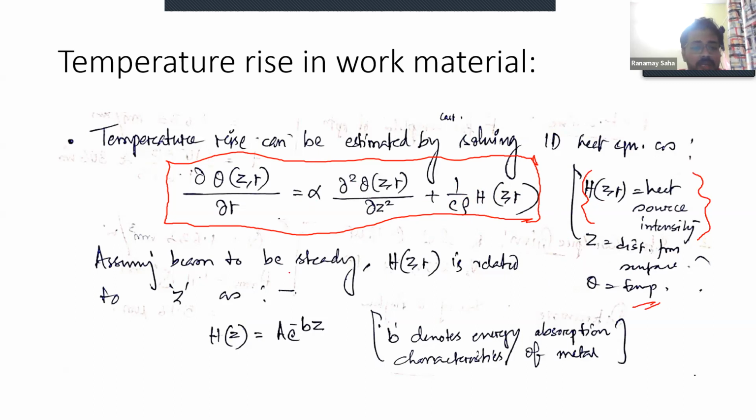Z is the distance from the surface, or the penetration depth, and theta is the temperature. If you assume that the beam is a steady one, then the time variable goes away, and the heat source intensity becomes a time invariable function. It is related to z as an exponential of minus Bz. B denotes the energy absorption characteristic of the material.